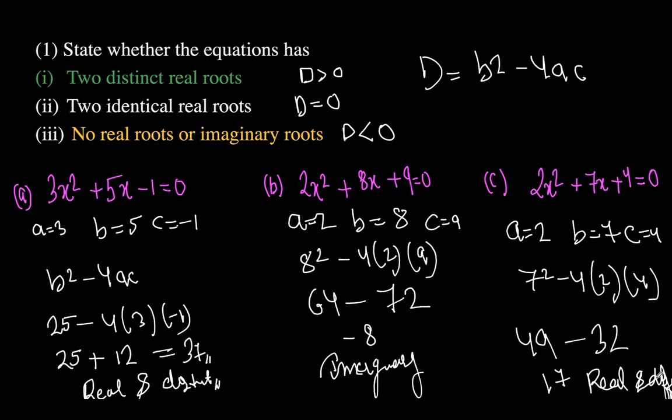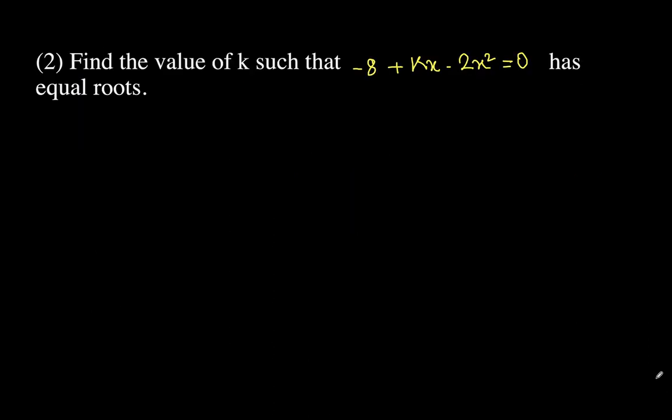Okay, so now we'll move to another problem. Find the value of k such that minus 8 plus kx minus 2x square equal to 0 has equal roots. So now they are talking about equal roots, and we know that for equal roots your d, which is b square minus 4ac, has to be 0. Okay, so this is the initial condition for equal roots.